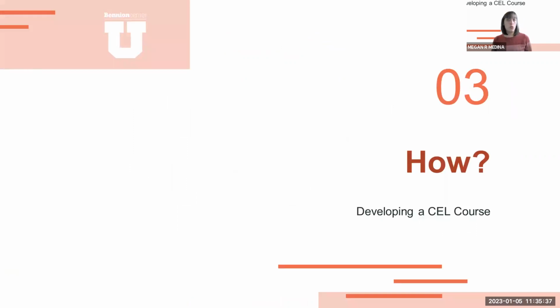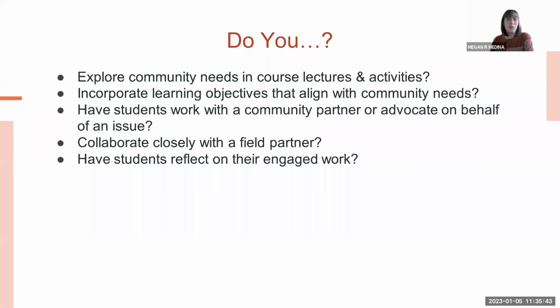Okay, so now that we know what CEL is, how do we actually develop a community engaged learning course? Well, you might already be teaching one. So do you explore community needs in course lectures and activities? Do you incorporate learning objectives that align with community needs? Have students work with the community partner or advocate on behalf of an issue? Do you collaborate closely with a field partner, or have students reflect on their engaged work? If you do even one of these, you are well on your way to already having a community engaged learning course.